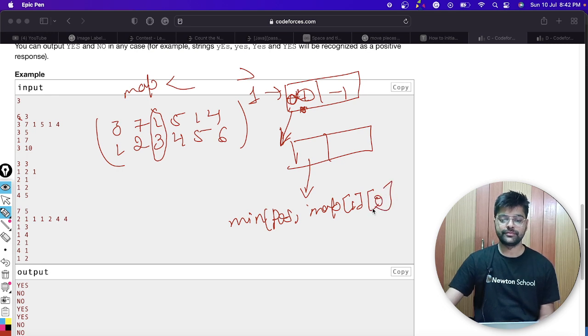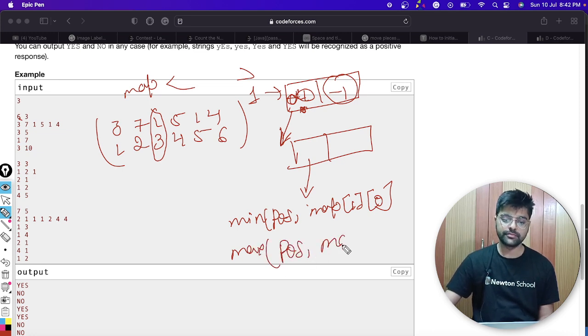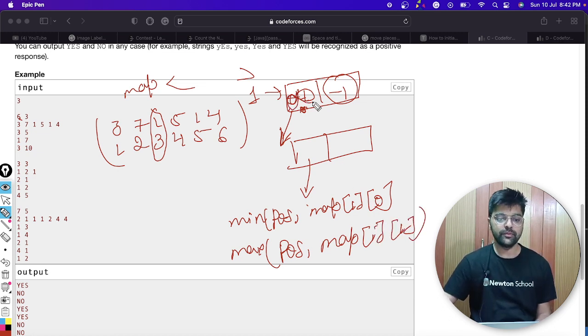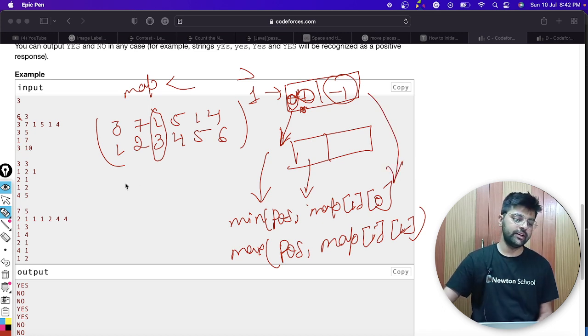of this value, this index, let's say map 1 0, right? And what we'll do, max of position map i 1. So we need to store max and min value. For minimum we have initialized with infinity, so we'll compare with infinity and every time we will get the minimum, here we will get the maximum, right? So finally it will get updated with minimum and maximum.